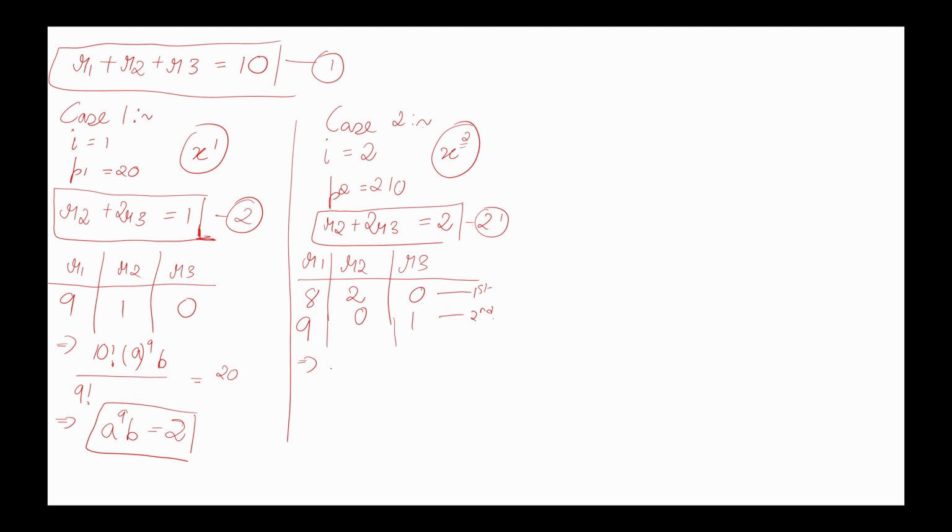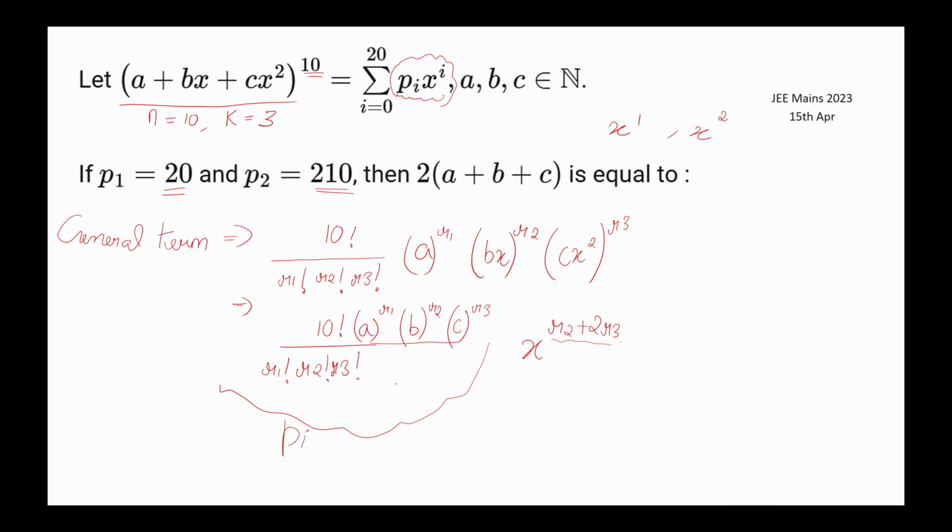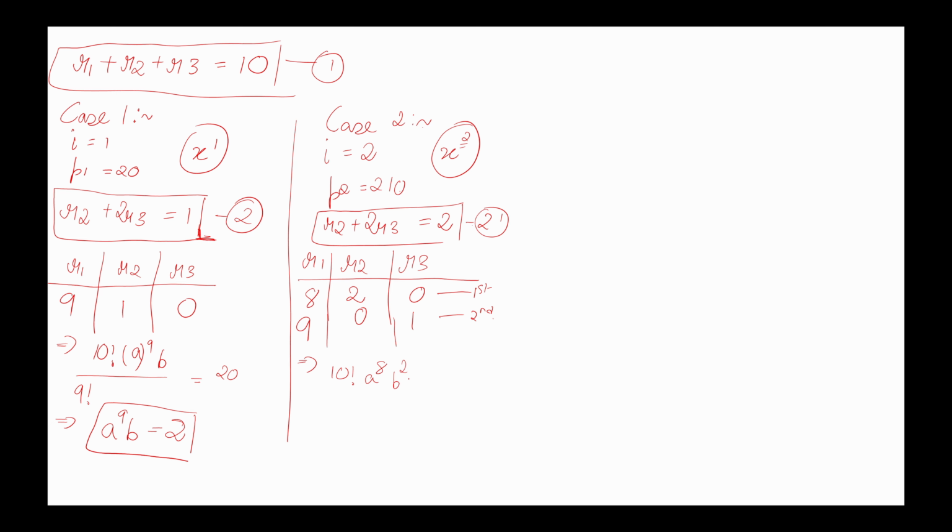So let us put in the values. I would get 10 factorial a to the power r1, so a to the power 8, b to the power r2, b square, r3 is 0, upon 8 factorial 2 factorial, plus 10 factorial a to the power 9, and b to the power r2 is 0, so it would become 1, and I would be left with c, upon 9 factorial. 0 and 1 factorial are always 1, so this is equal to 210. Now let us try to simplify this entire equation.